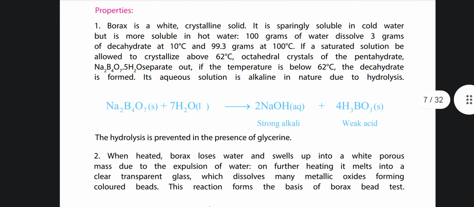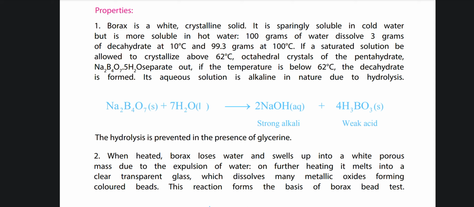Properties. Number 1. Borax is a white crystalline solid. It is sparingly soluble in cold water but is more soluble in hot water. 100 grams of water dissolve 3 grams of decahydrate at 10 degrees Celsius and 99.3 grams at 100 degrees Celsius. If a saturated solution is allowed to crystallize above 62 degrees Celsius, octahedral crystals of pentahydrate Na2B4O7.5H2O separate out. If the temperature is below 62 degrees Celsius, the decahydrate is formed.